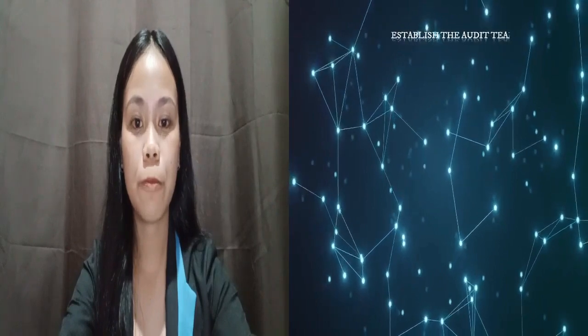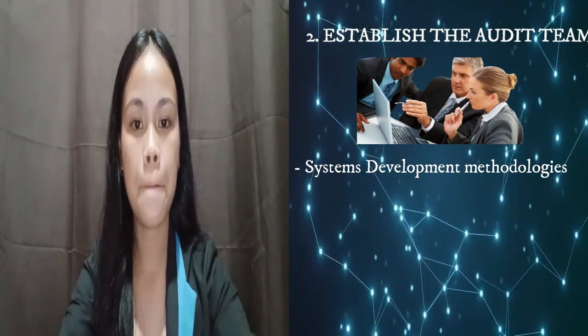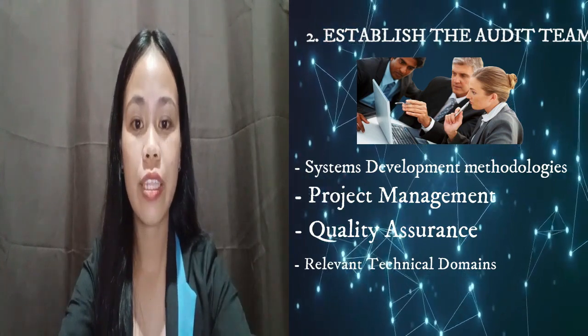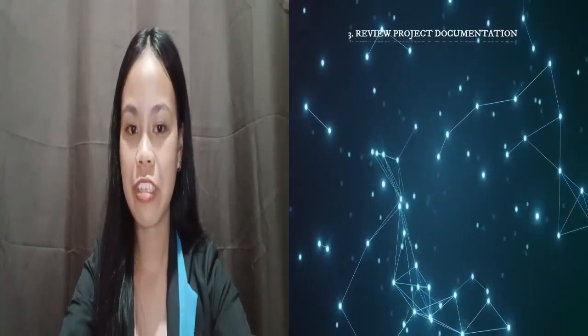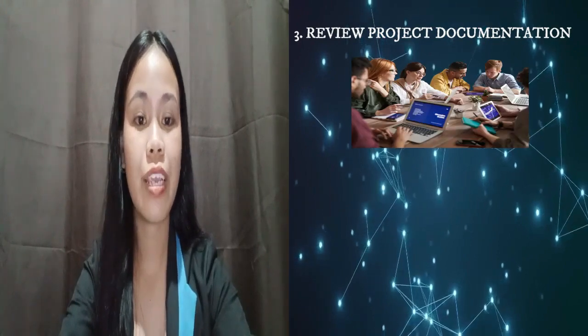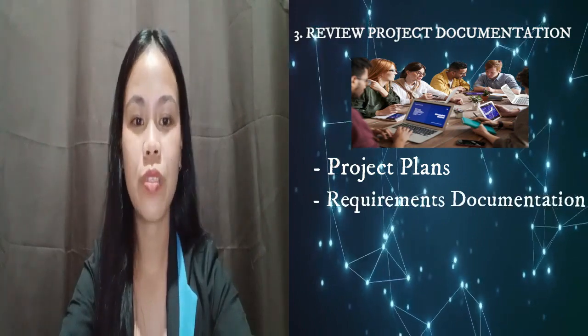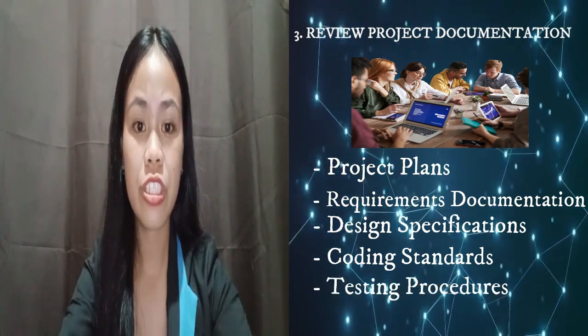Next, establish the audit team. Assemble a team of auditors with expertise in system development methodologies, project management, quality assurance, and relevant technical domains. Ensure that team members understand the audit objectives and their roles in conducting the audit. Next, review project documentation. Gather and review documentation related to systems development projects, including project plans, requirements documentation, design specifications, coding standards, and testing procedures. Analyze these documents to understand the project's goals, scope, and implementation approach.